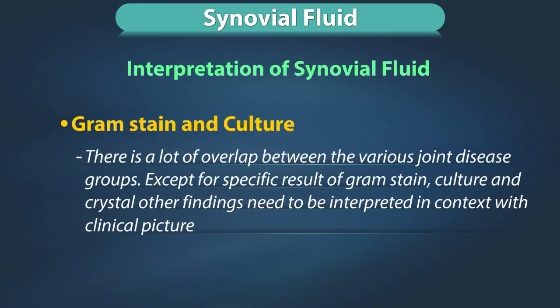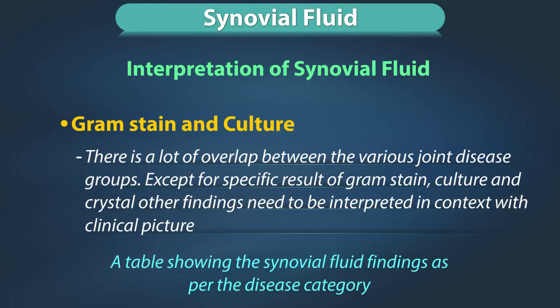There is a lot of overlap between the various joint diseases, except for specific results of gram stain, culture, and crystal. Other findings need to be interpreted in context with the clinical picture. A table showing the synovial fluid findings as per the disease category can be seen on the screen.